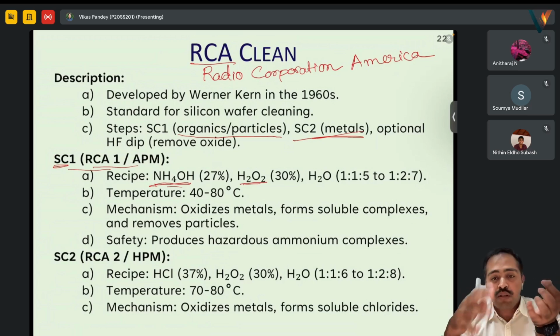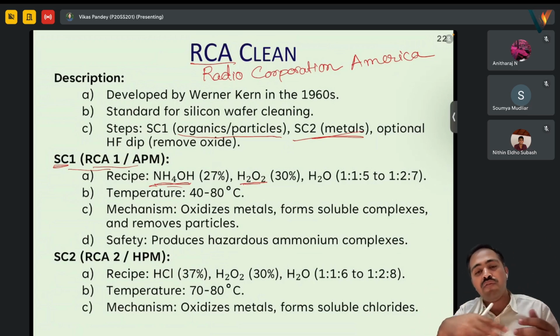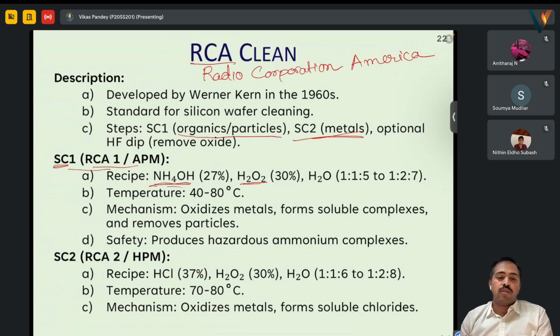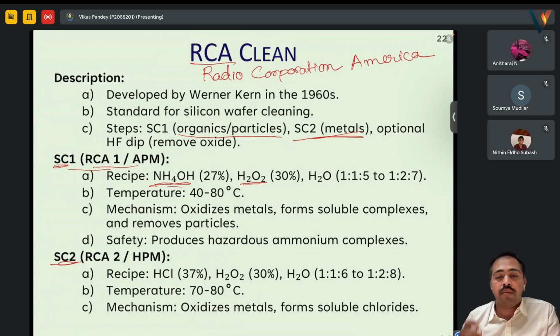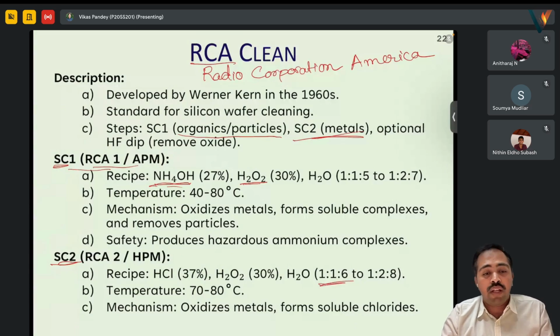But it actually produces some ammonia complexes which are harmful for us. So never inhale. It has to be done in the fume hood, where these gases are exhausted and treated and then sent outside. Then there is SC2, or standard cleaning 2, or RCA2, with an HCl and hydrogen peroxide mixture. So HPM, it is HCl and peroxide mixture. They are taken in the ratio of 1:1:6 or 1:2:8.